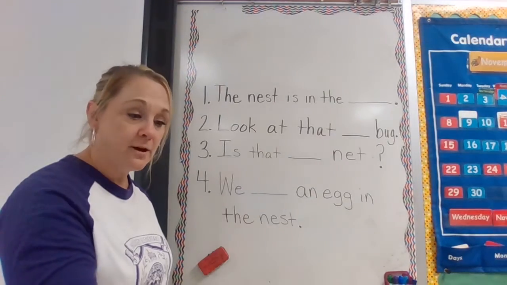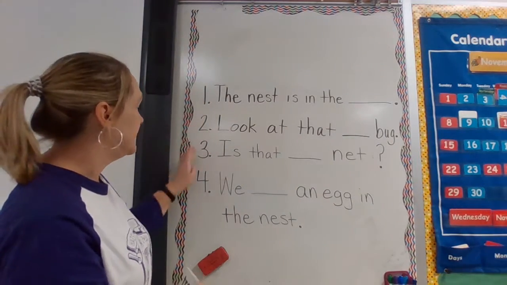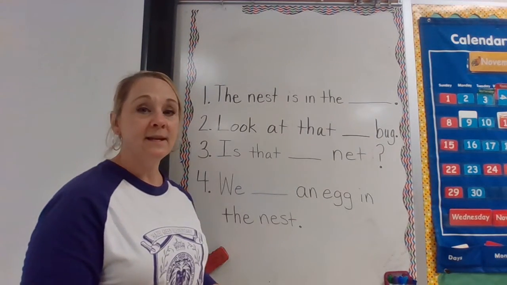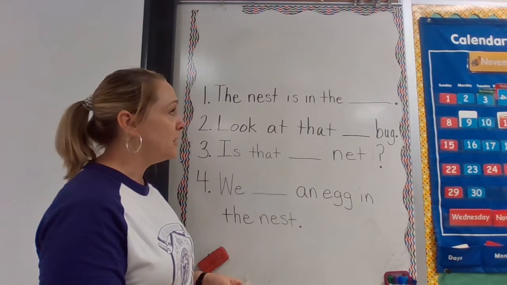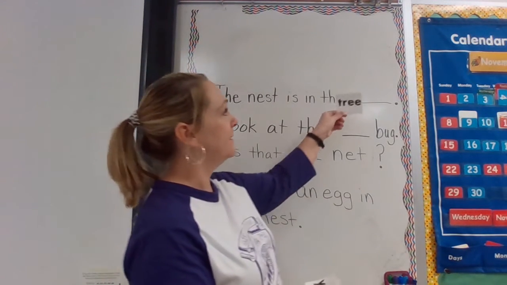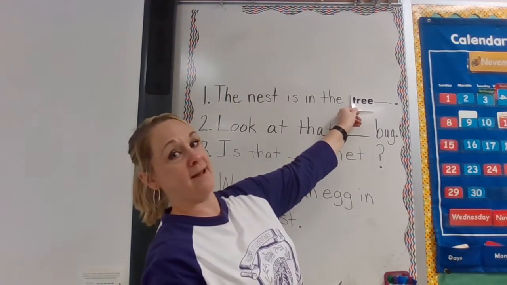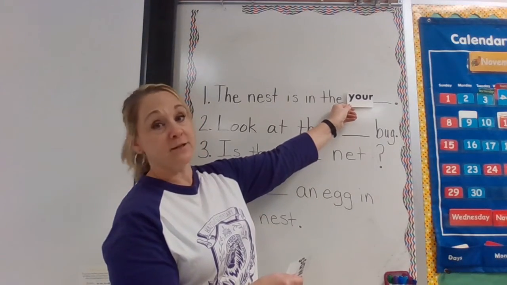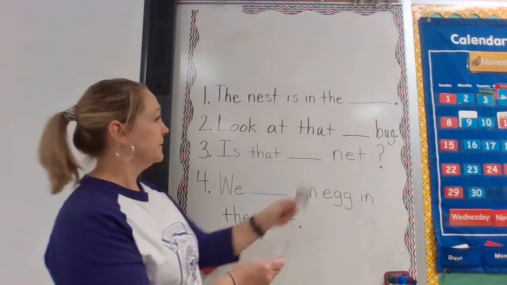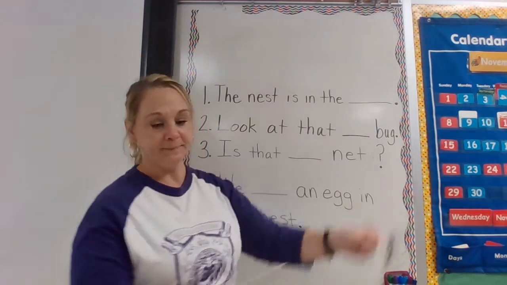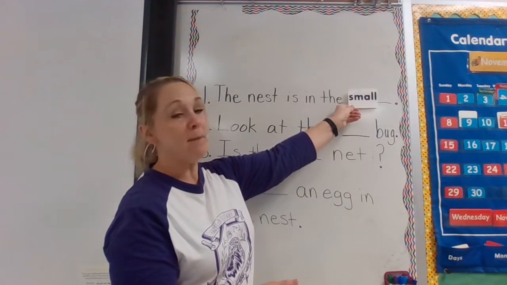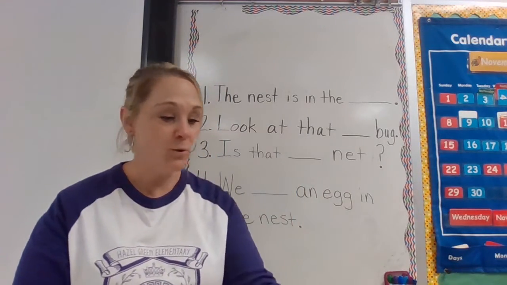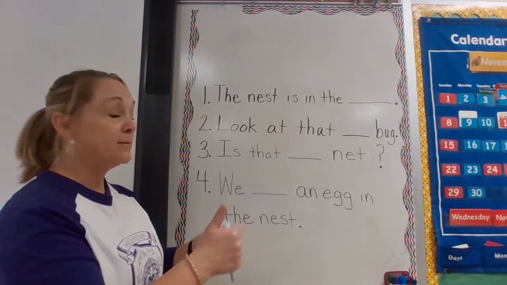So we're going to use each of our high frequency words in the sentence to see which one fits the best. So number 1, the nest is in the blank. Let's start off with tree. The nest is in the tree. The nest is in the tree. The nest is in the your. The nest is in the saw. The nest is in the small. I think we know that the nest is in the tree is going to be the high frequency word that completes the sentence the best.